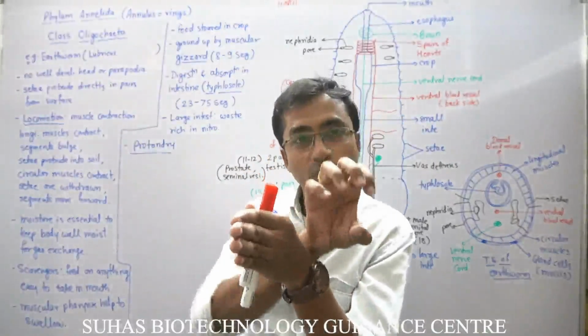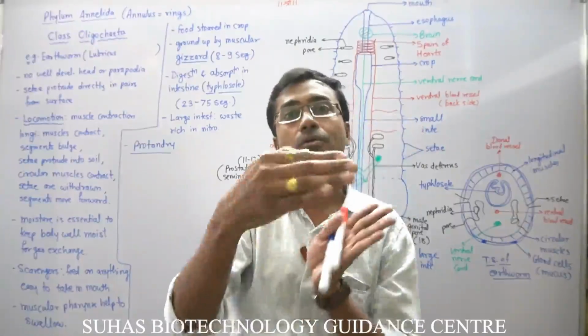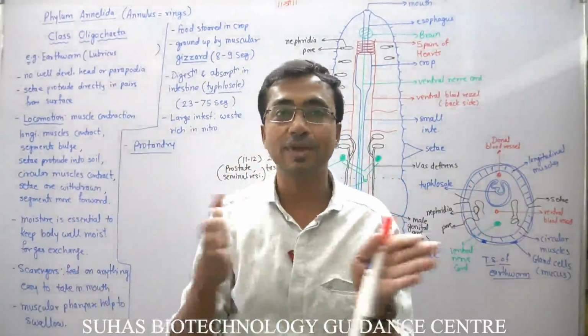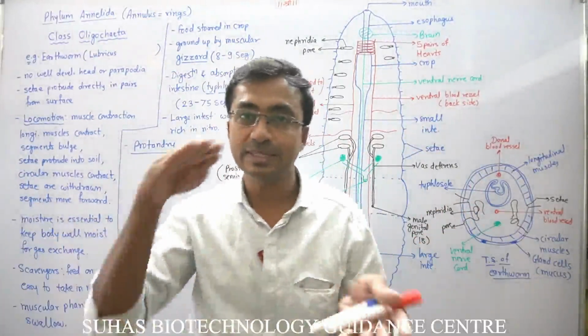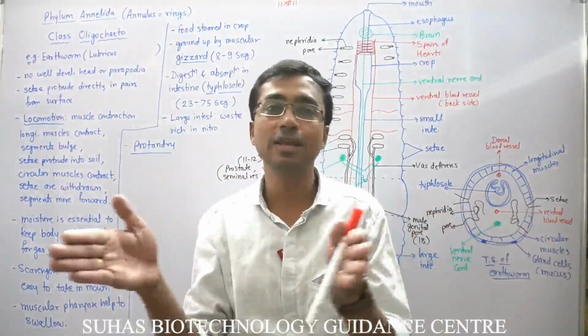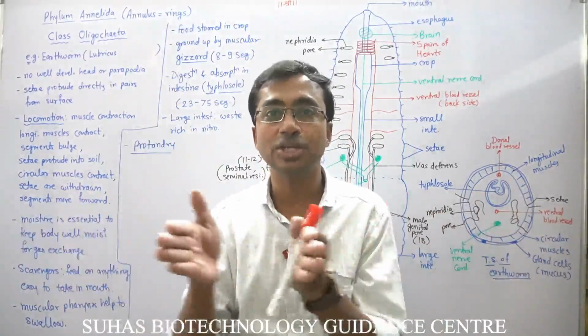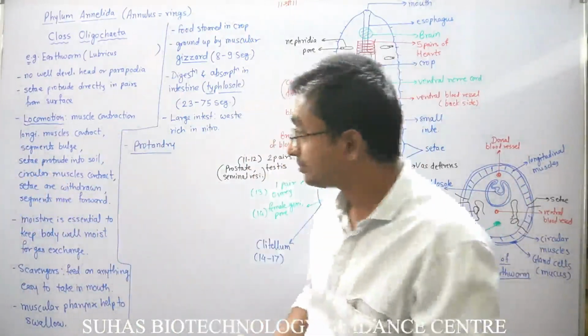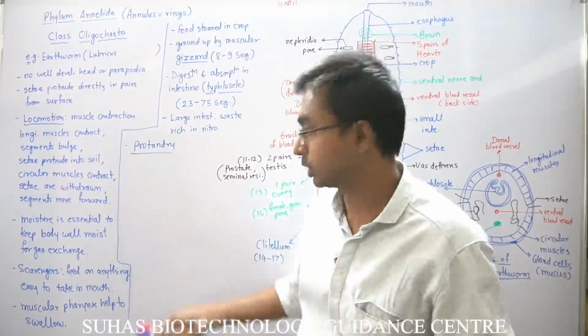the circular muscles will contract, the setae in this area will detach themselves from the soil, the body will move forward. In this way, with the help of longitudinal muscles, then circular muscles, again longitudinal muscles, circular muscles, they will keep on moving, just like compression and rarefaction type of longitudinal waves. And this is about their locomotion.